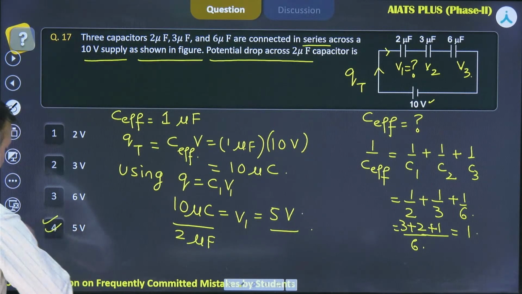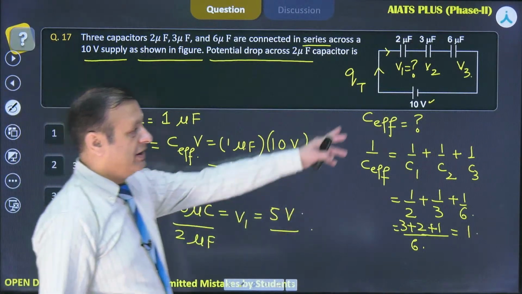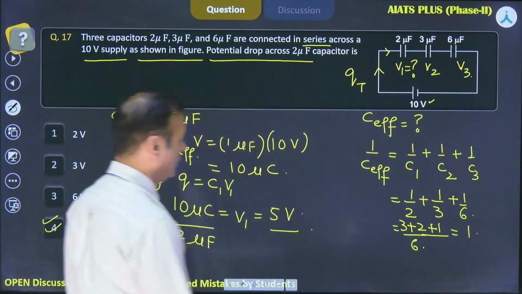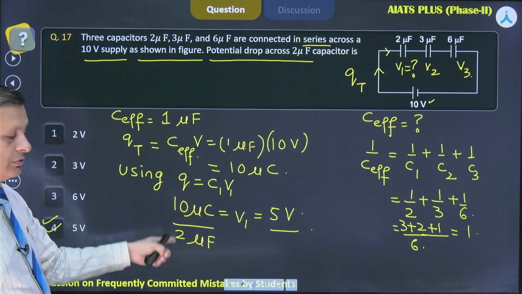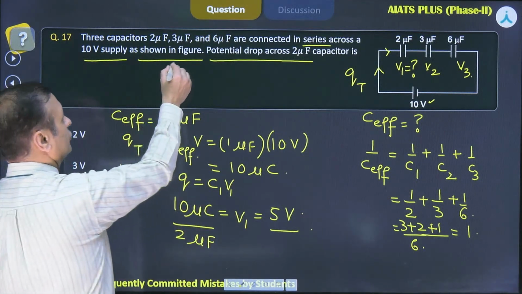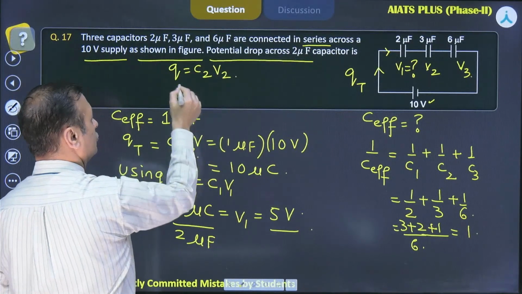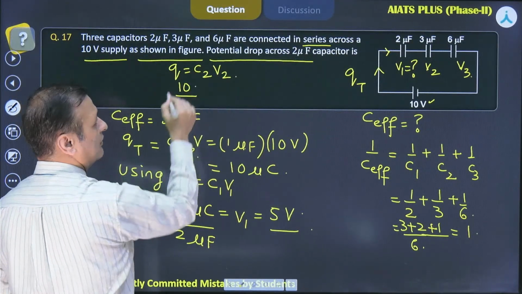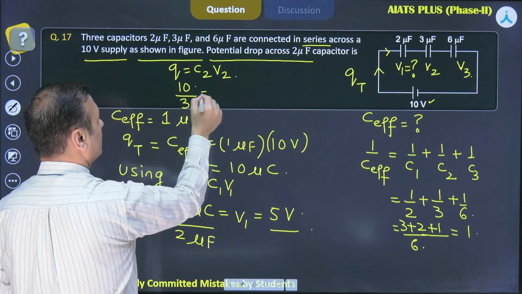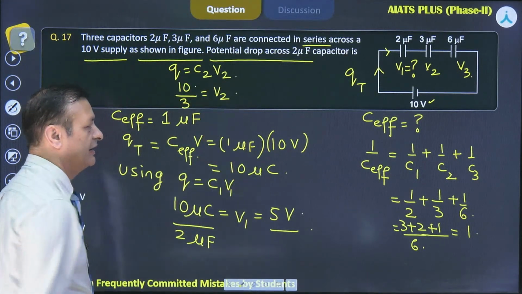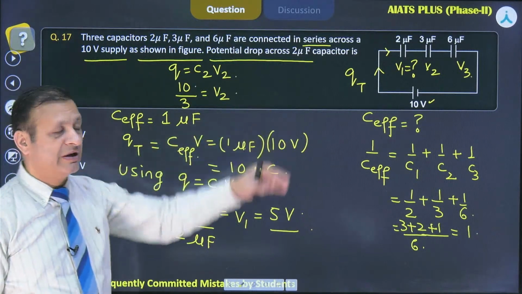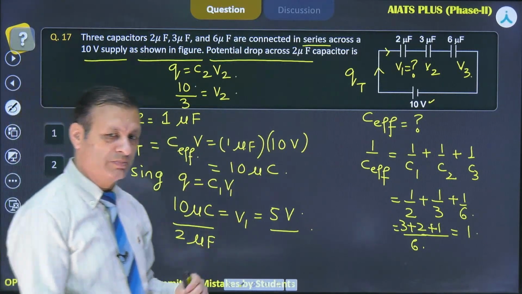So 5 volt. If they ask you to find out V2, how will you get V2? You will use the same formula. So Q is equal to C2 V2. So this is 10. What is C2? C2 is 3. So that will help me define V2, and similarly we can find out V3 also.